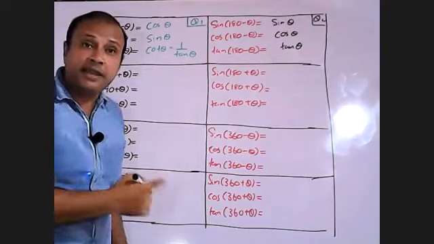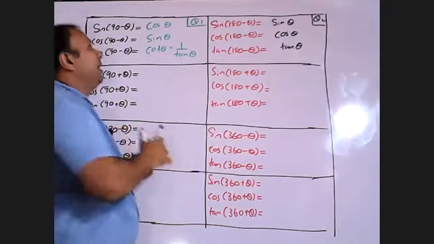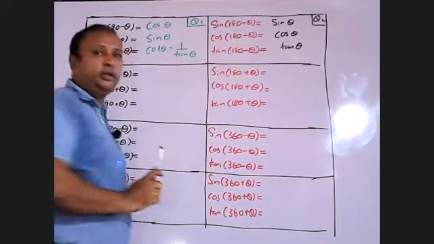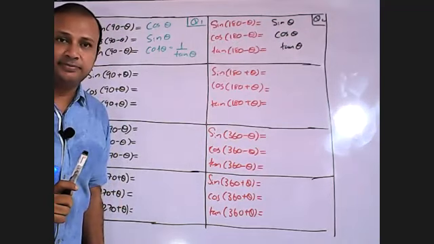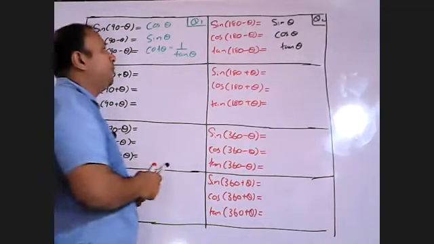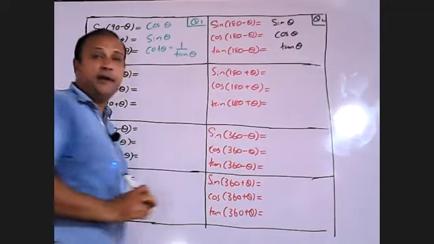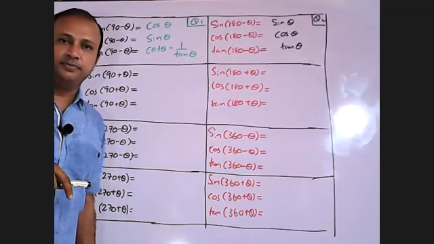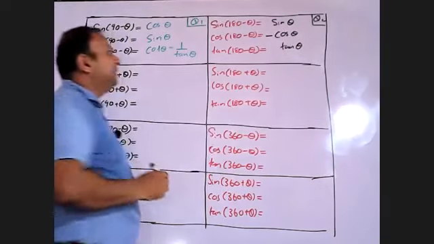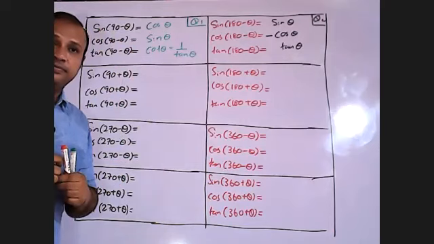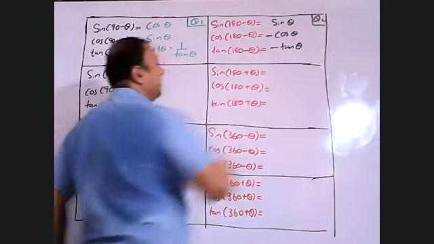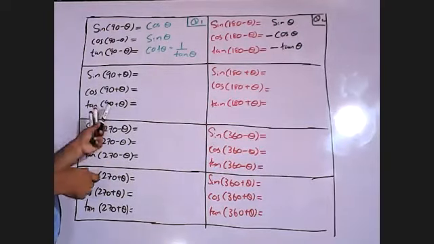Then you should determine the sign. Sine 180 minus theta, is it positive or negative? Positive, because in Q2, sine values are positive. Cos 180 minus theta, positive or negative? Negative. Very good. Tan 180 minus theta? Negative. Very good.